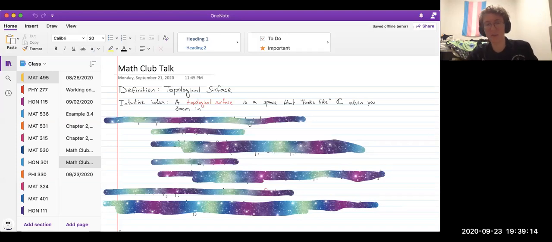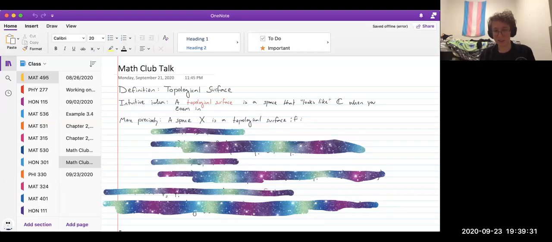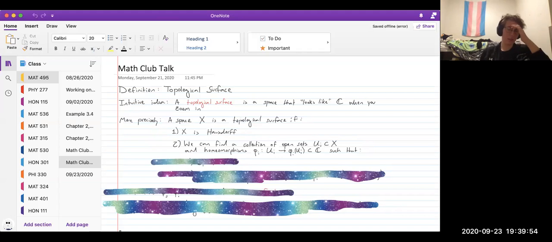And so a more precise definition is, don't worry if you don't fully understand the precise definition, because it's kind of a lot to take in, but I'm just going to go through it anyway, just for those of you who might be interested. So a space X is a topological surface if, first of all, X has to be Hausdorff, which I'm not going to get too much into right now, because we're not really going to use this too much in this presentation. I'm just putting the definition here to have it here.